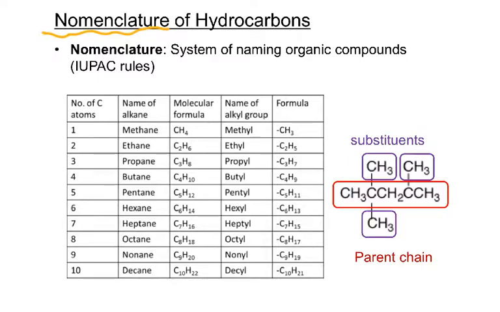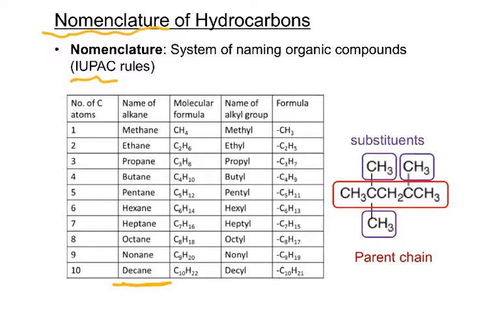So the system of naming organic compounds follows these rules, these IUPAC rules. I always forget what IUPAC stands for. It's like the International something something of Chemistry. International Physical Applied, I don't know, some association of chemistry. And these are the names of the alkanes, the first 10 straight chain alkanes that we talked about: methane, ethane, propane, butane, pentane, hexane, heptane, octane, nonane, and decane.